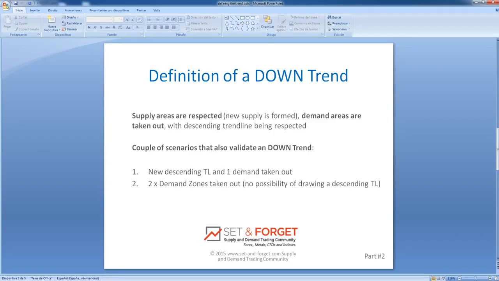Definition of a downtrend. Supply areas are being respected, new supplies formed, and demand areas are taken out, with a descending trend line being respected. There are a couple of scenarios that we also need to take into account, and we need to validate a downtrend. And those are a new descending trend line and one demand taken out, and two areas of demand zones taken out without the possibility of drawing a descending trend line.